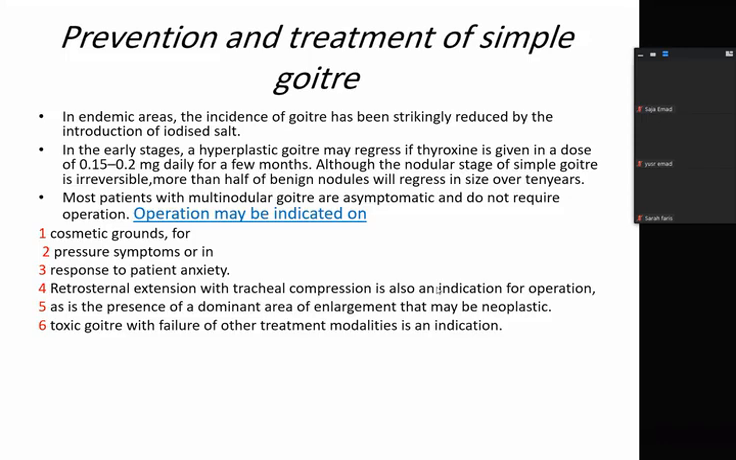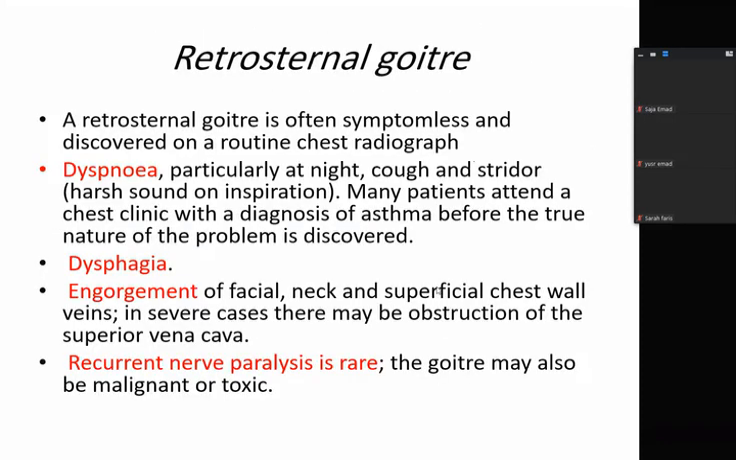Treatment for toxic goiter has 3 modalities: medical, radioactive iodine, and surgery. These are the indications for surgery. Important point. Clear? Clear. Now, in the retrosternal goiter, when you look at retrosternal goiter, what's the treatment? It's surgery. Now we'll explain why.